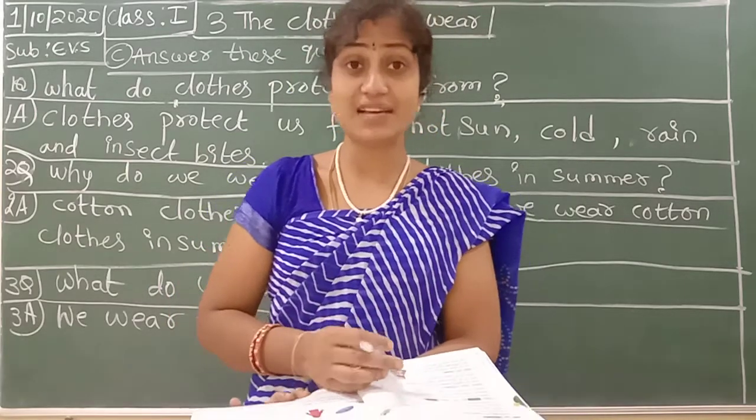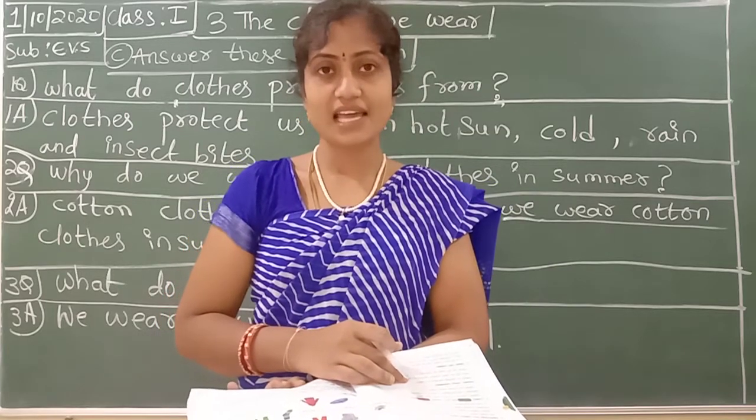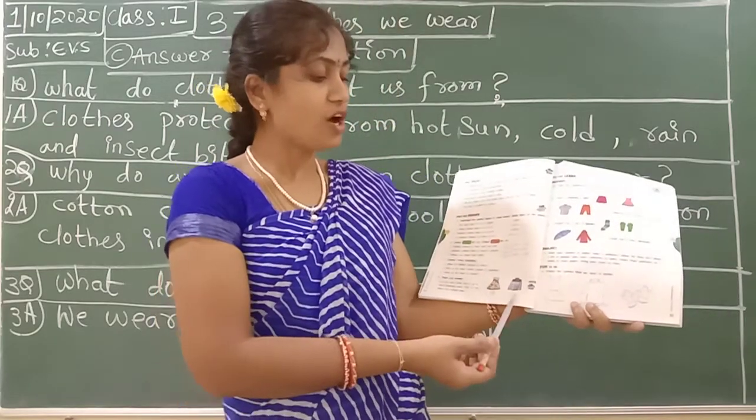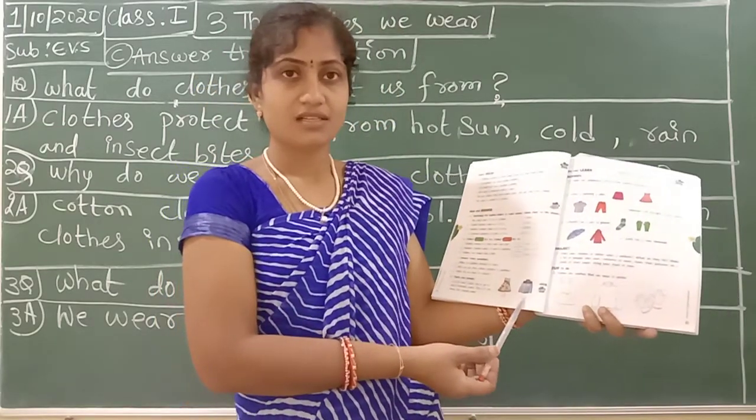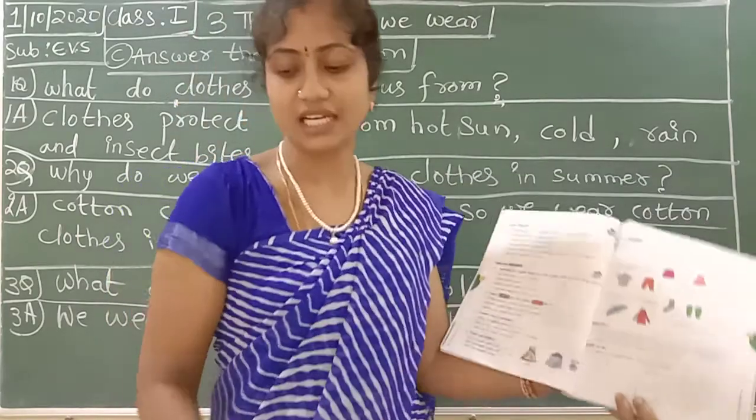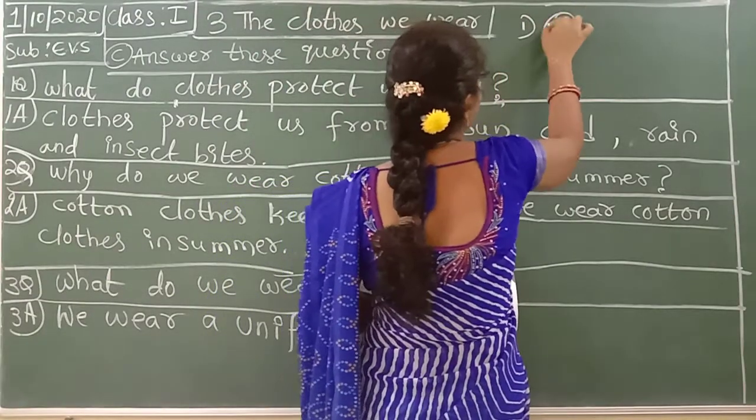Lata. Lata is a boy or girl? You know very well. Lata is a girl. So she wears this frock or coat? Say children, you only. Yes, frock. You have to tick that frock. Circle given now. Here like that. You have to tick that.